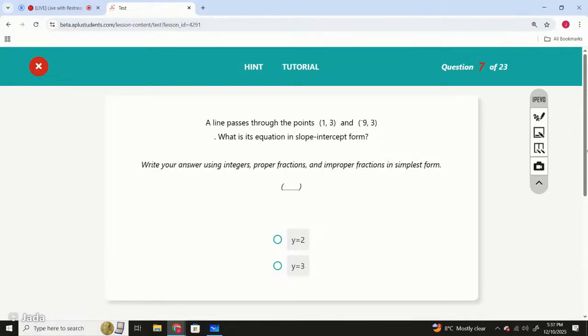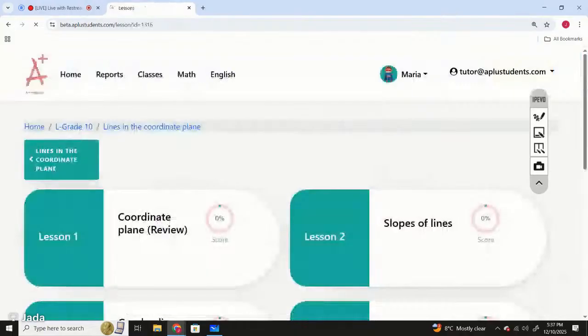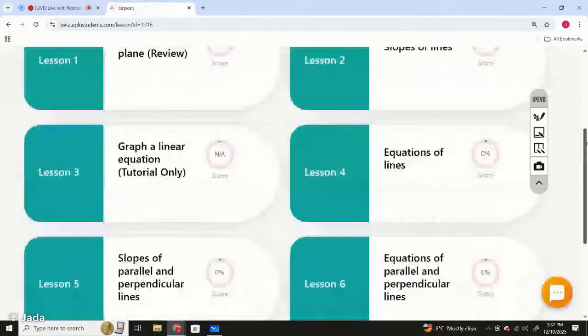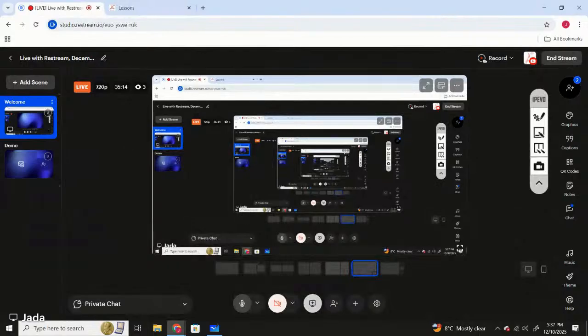You can complete the lesson by yourself later today. We were working on grade 10 math. The chapter we were working on is lines in coordinate planes. The lessons we have covered today are coordinate plane, slope of the lines, graph a linear equation, and equation of lines. Please make sure before the next session you complete all the practice questions for the lessons we just did. That is your homework until then.